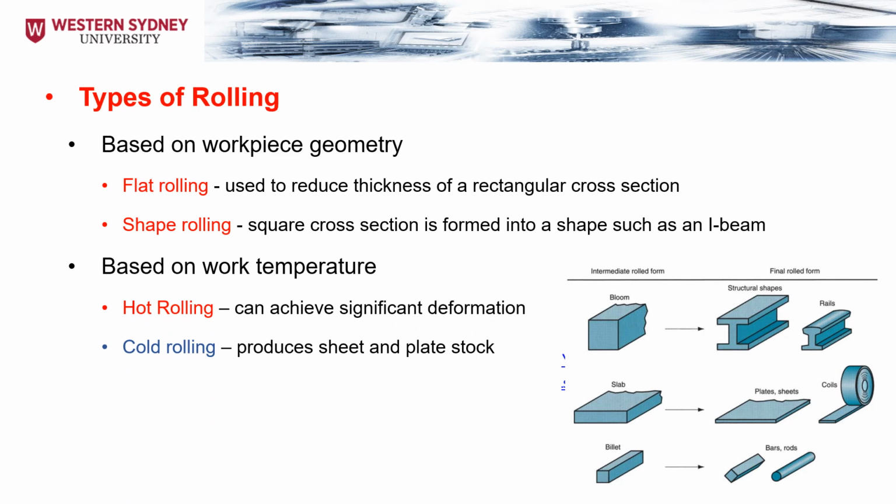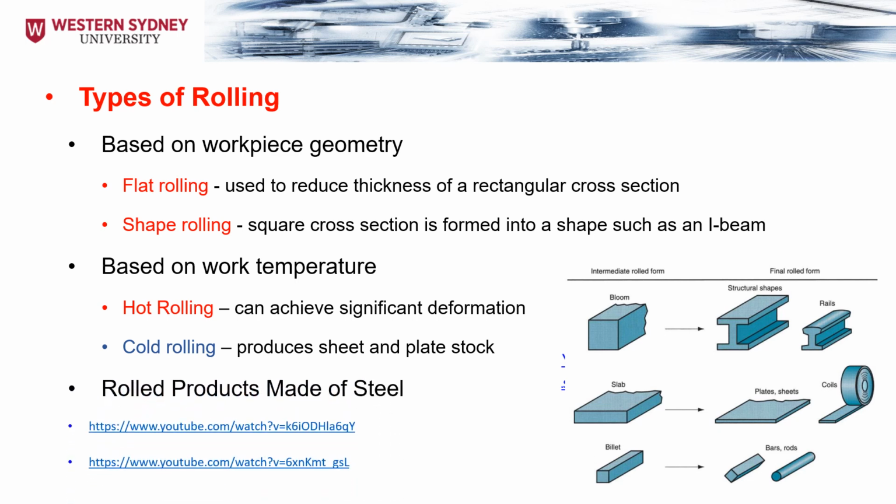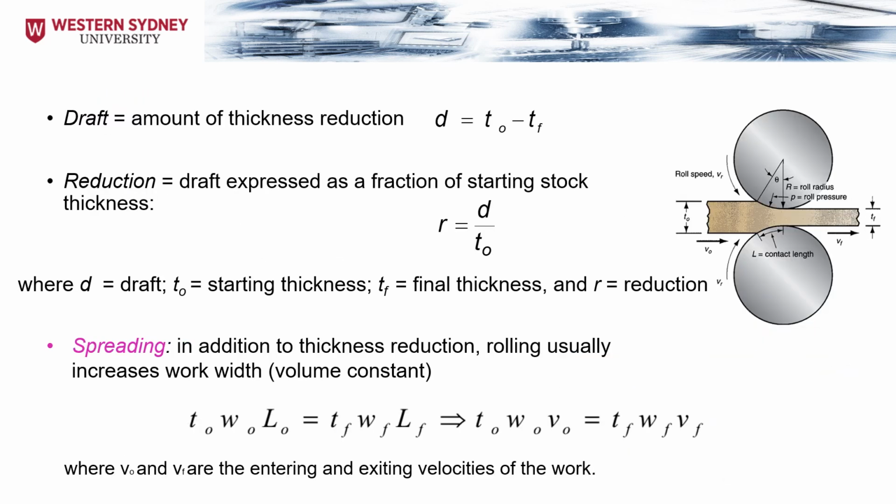Based on the work temperature, we can also classify rolling as hot rolling and cold rolling. Once again, in the case of hot rolling, it can achieve significant deformation. For cold rolling, sheet and plate stock can be produced. Just remember once again that the hot rolling disadvantage is that it increases the coefficient of friction between the work part and the roller, and thus we need more force to do the work. The rolled products made of steel can be found in these two links that are supplied to you in the PDF format of this lecture slide.